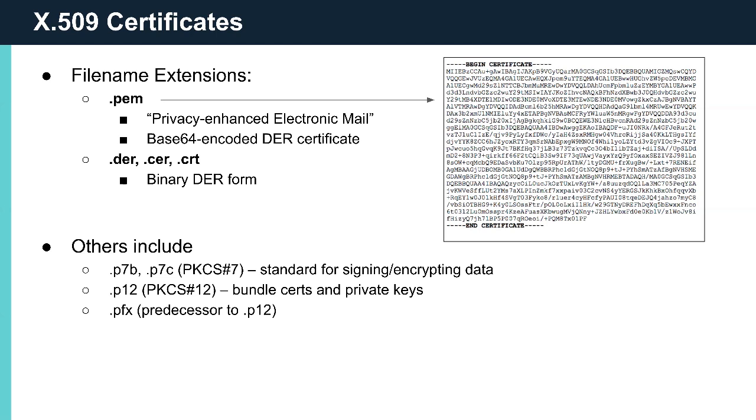Some other types you might come across are P7B or P7C. Those are PKCS7 formatted. We talked about that, if you remember, PKCS7 and CMS being a standard for signing and encrypting data. P12, which is a PKCS12 bundle, which can bundle together certs and private keys in one file. And .pfx, which was a predecessor to PKCS12.